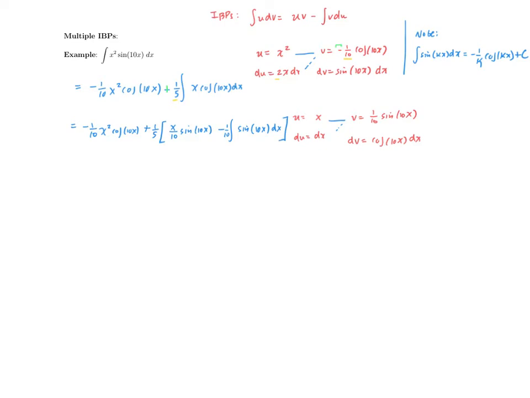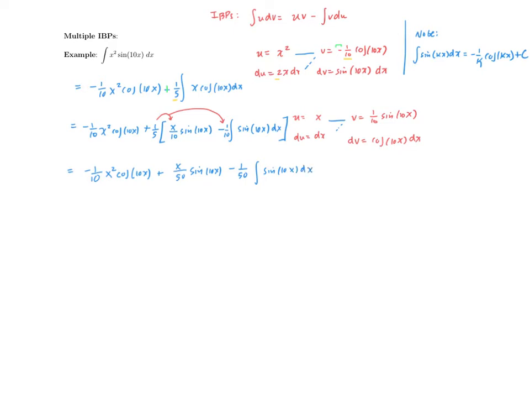And before I evaluate this integral, just to be careful and make sure I don't make any silly mistakes, I'm going to go ahead and distribute the 1/5 through. So just kind of cutting and pasting down one term at a time, distributing the 1/5, we would have x over 50 sine of 10x minus 1 over 50, the antiderivative of sine of 10x.